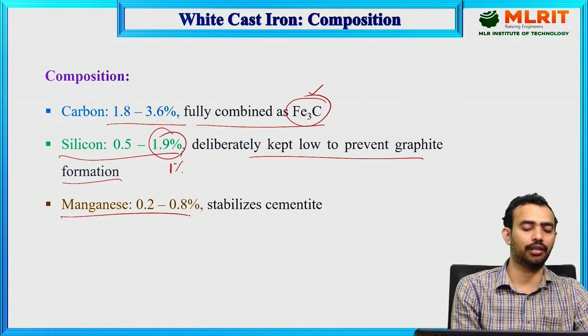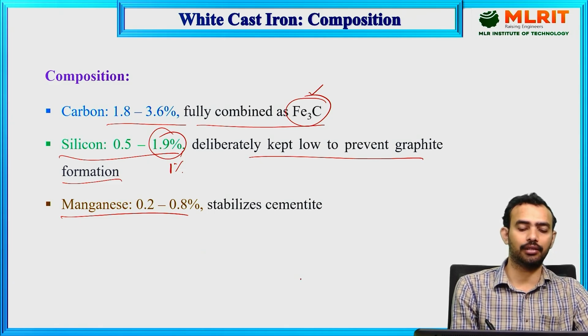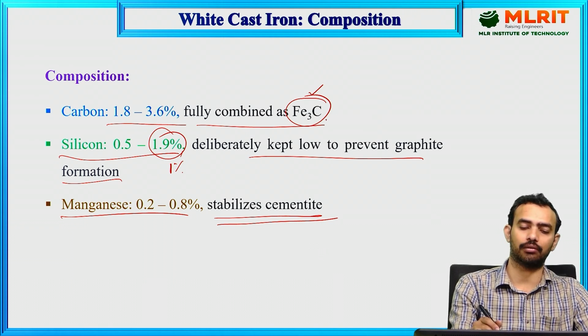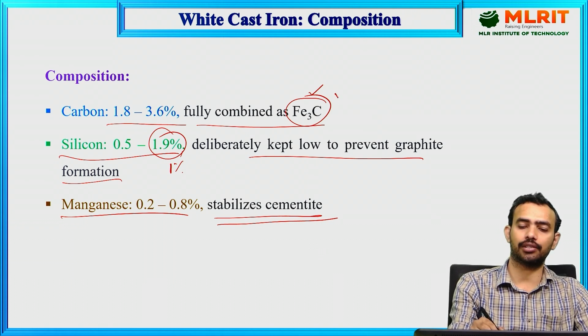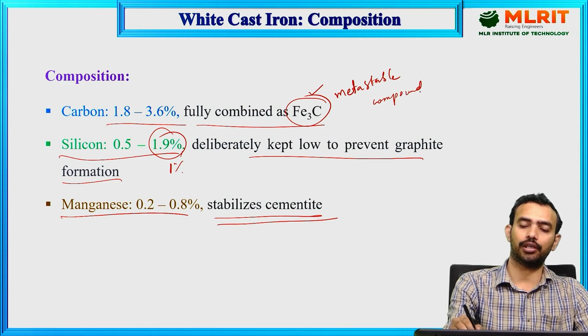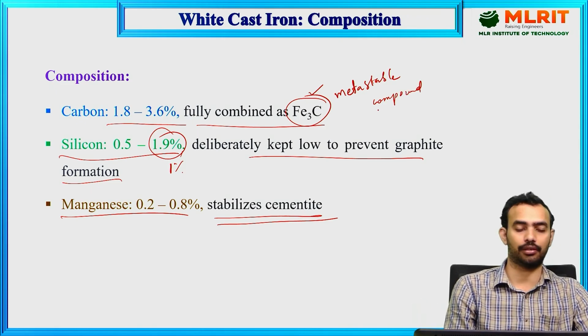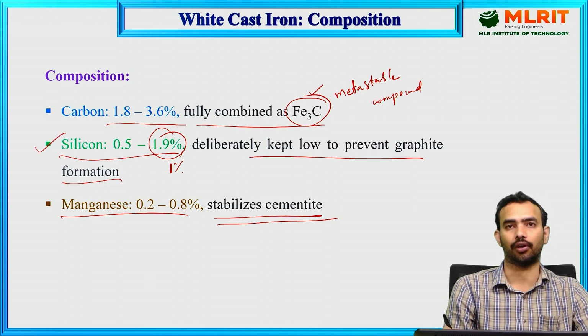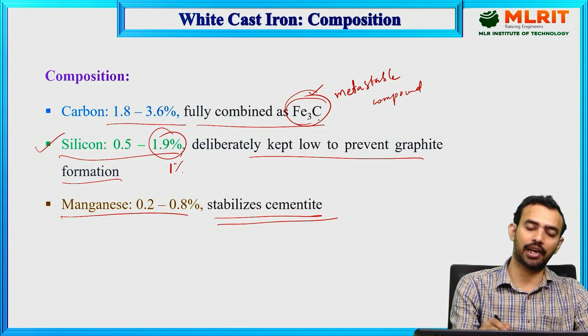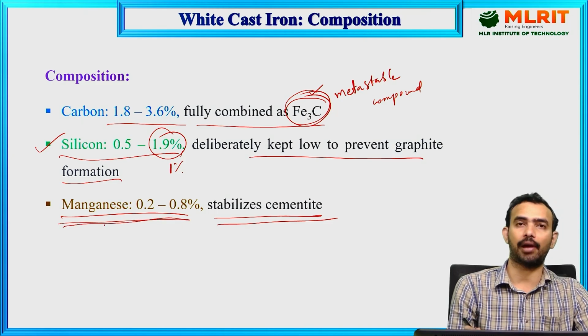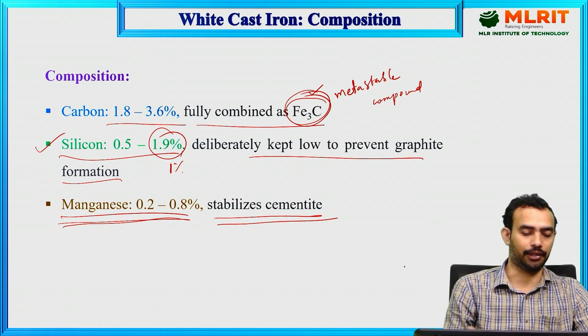It also has a small fraction, 0.2 to 0.8 percent, of manganese, which basically stabilizes the cementite. In the previous lectures, we have seen that iron carbide is a metastable compound. It is not stable, so it decomposes or dissociates, especially when it is present with silicon. So this compound will be stabilized by the addition of manganese here. That's why we are adding manganese here.